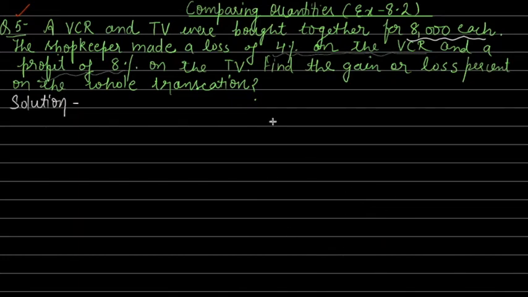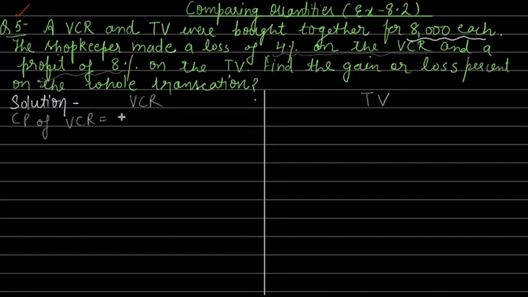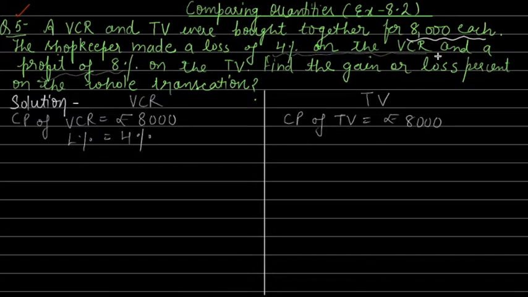So I'm dividing this in two sections here so that we can do both the questions parallelly. Here I am taking say as VCR. On the other side I am taking the working for TV. So how much is the CP of VCR? It is rupees 8,000. There is a loss percent of how much? 4%, which is given. Here also if you see, CP of TV is given as rupees 8,000 and here it is a profit of 8%. So we will write profit percent as 8%.